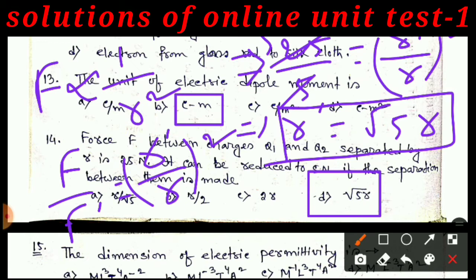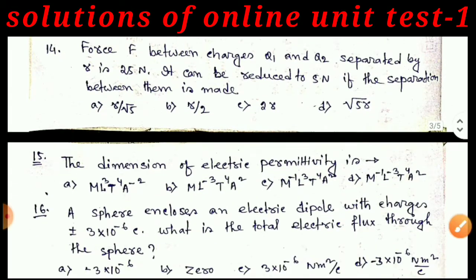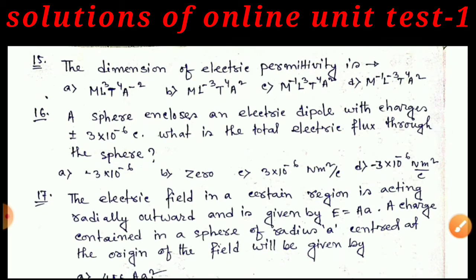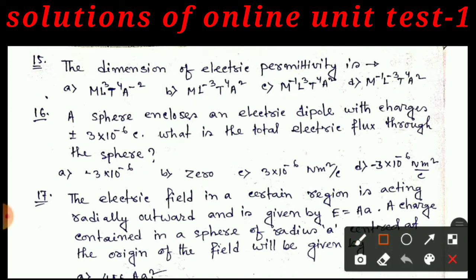Okay, next is question number 15. The dimension of electric permittivity is, option D is the right answer, M inverse L to the power minus 3 T to the power 4 A square.